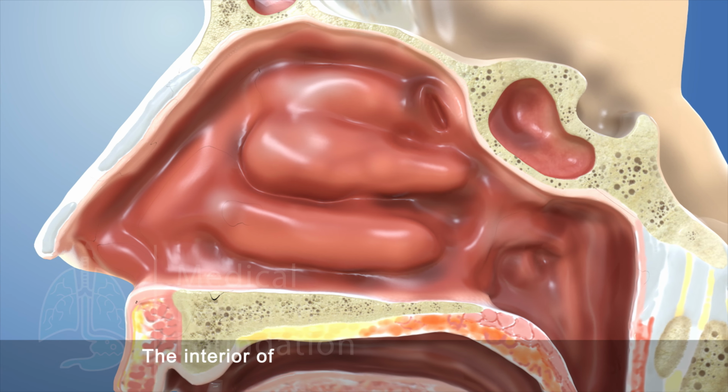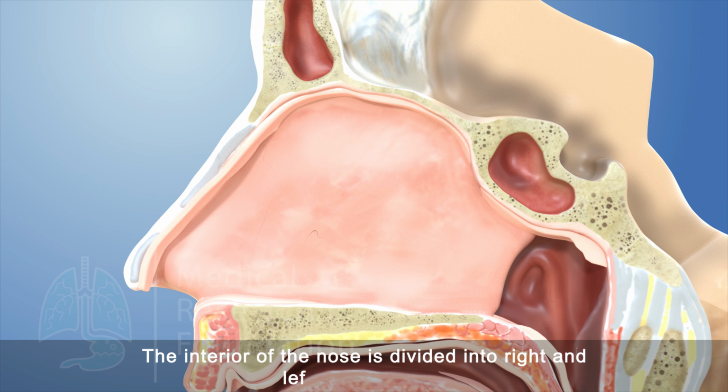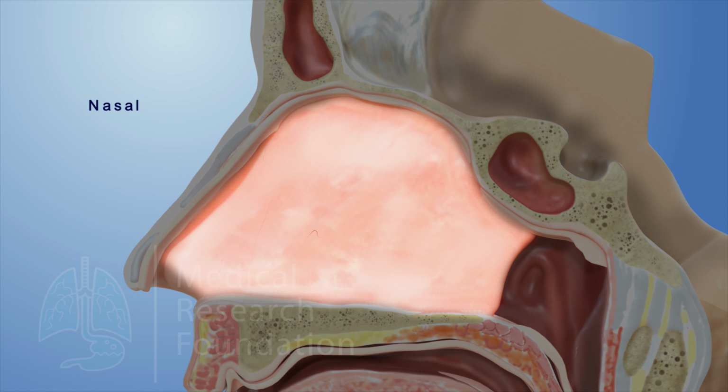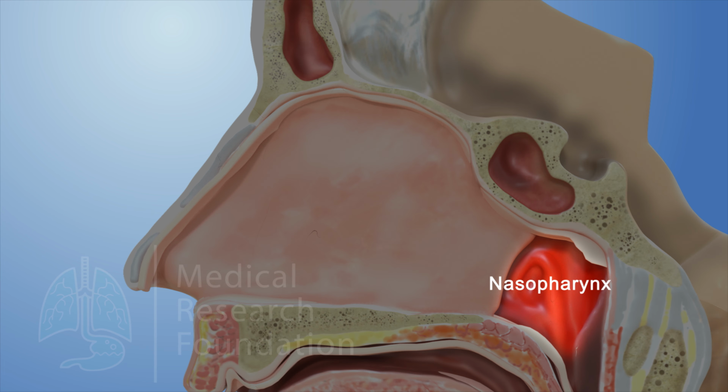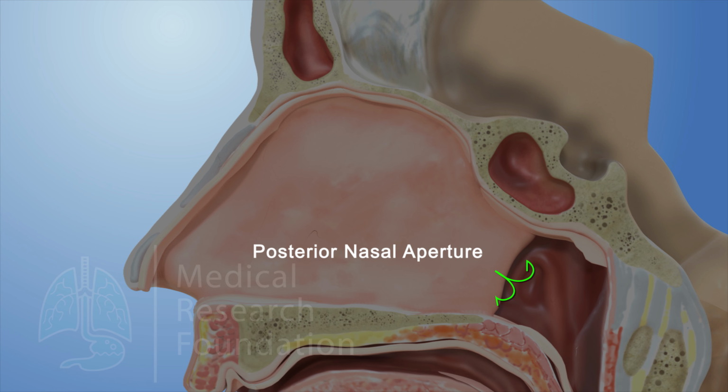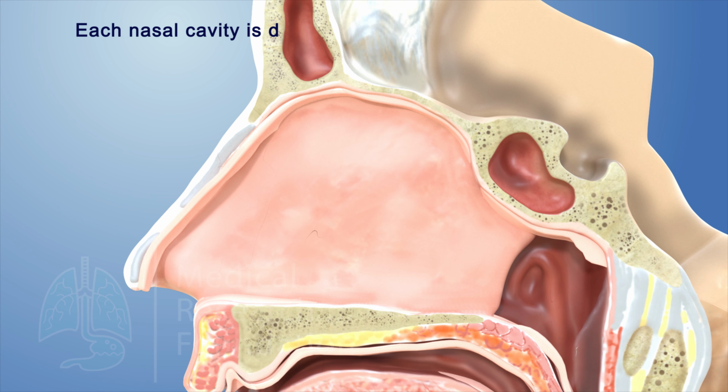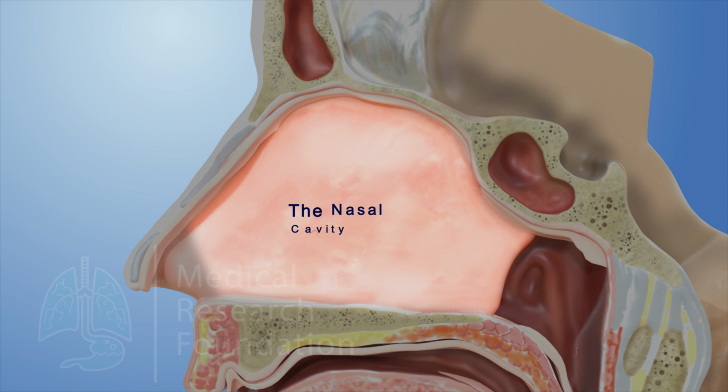Nasal cavity. The interior of the nose is divided into right and left nasal cavities by a nasal septum. Each nasal cavity communicates with the exterior through nostril or nares, and with the nasopharynx through the posterior nasal aperture. Each nasal cavity is divided into two portions: a small antero-inferior part lined by skin, the vestibule, and a large postero-superior part lined by mucosa, the nasal cavity proper.